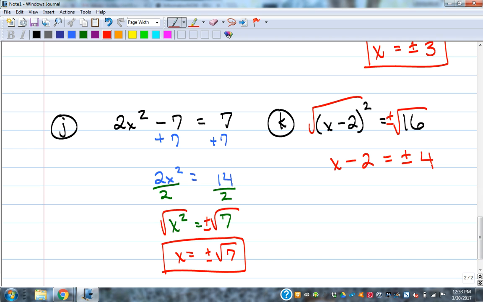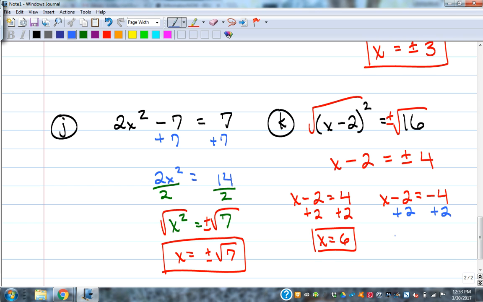That's two problems. It's x minus 2 equals positive 4. How do you get 4? Square root of 16. 4 times 4 is 16. And then x minus 2 is equal to negative 4. Two separate equations to solve. Add 2. X is equal to 6. Same operation over here. Get a different answer. Negative 2.